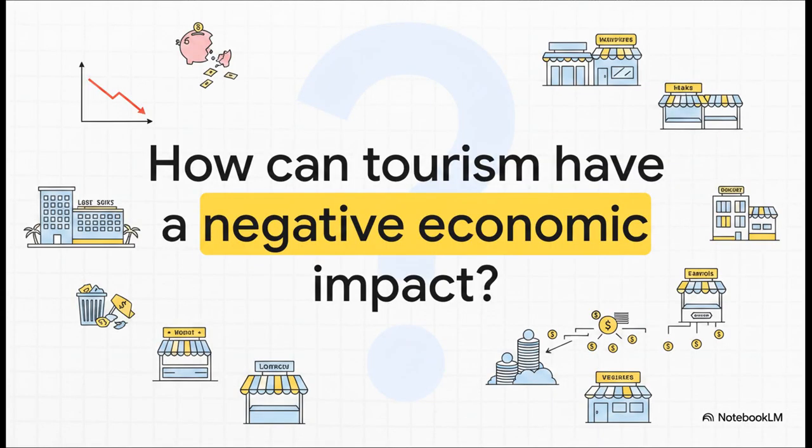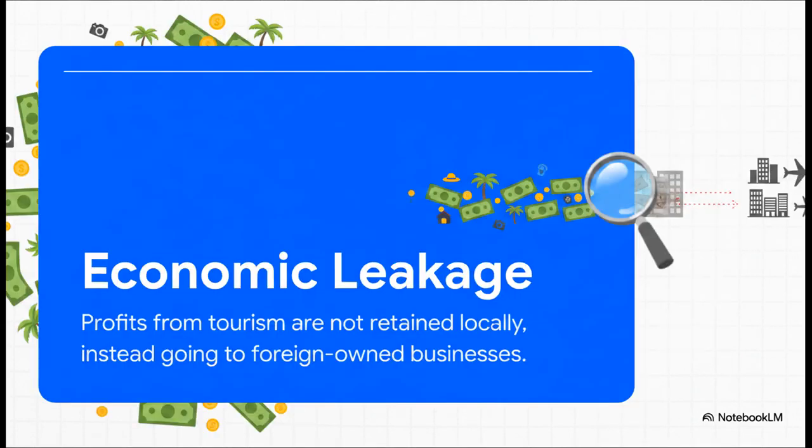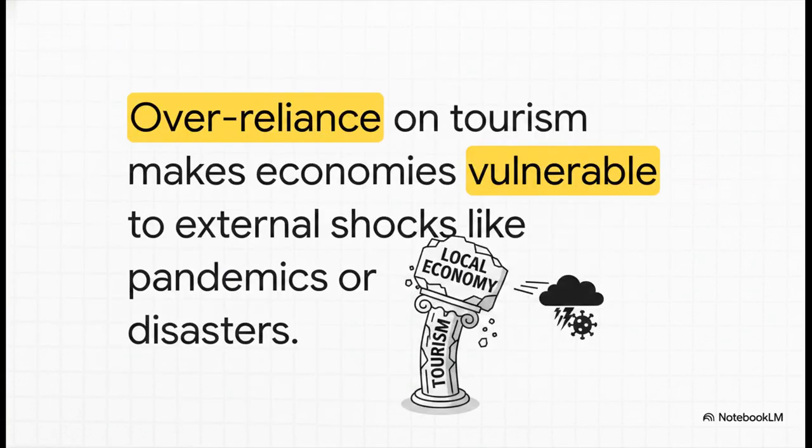But what about the downsides? How can tourism actually hurt a local economy? One big idea is economic leakage. That's when tourist money doesn't stay in the local area. Another huge risk is over-reliance. It makes an economy super vulnerable to outside shocks.